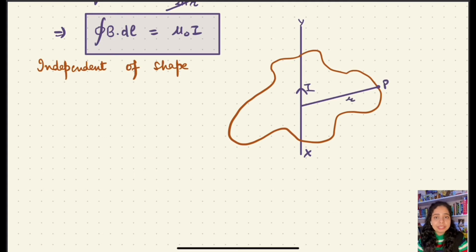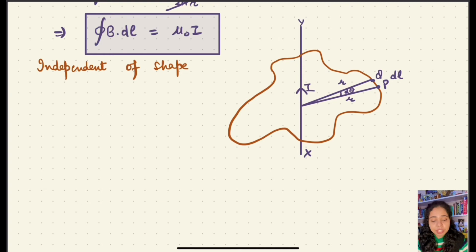Now we will consider another point Q at a very small distance, such that the distance of point Q is also r from the current carrying conductor. So we have PQ, whose length is very small, dl, such that this length is subtending an angle of d theta with the current carrying loop.